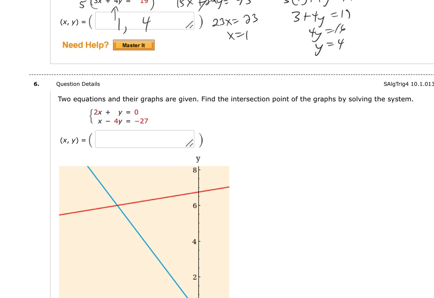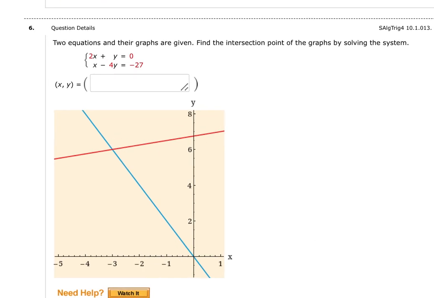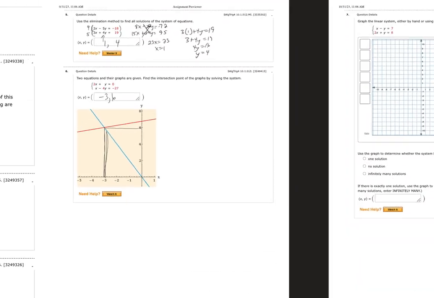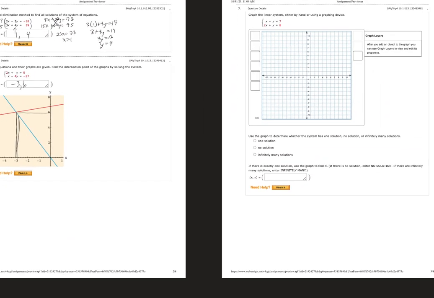Okay, 2 equations and their graphs are given. Find the intersection point. I could throw this into Desmos if I don't trust my ability to identify. I think this is -3, comma, looks like -3, comma 6. But I would definitely throw that into Desmos to just double check and make sure that my lines are accurate because I don't want to get it wrong over something kind of dumb.